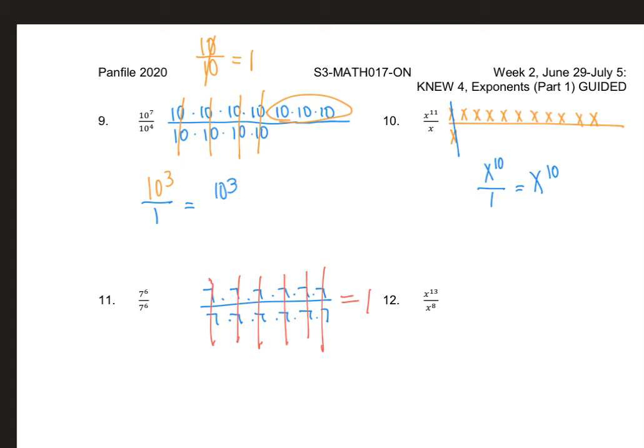All right, number 12. Dividing this problem out, I have 13 x's on top.